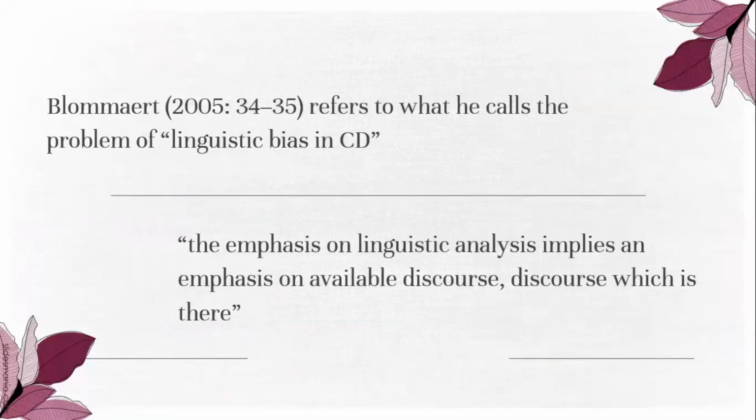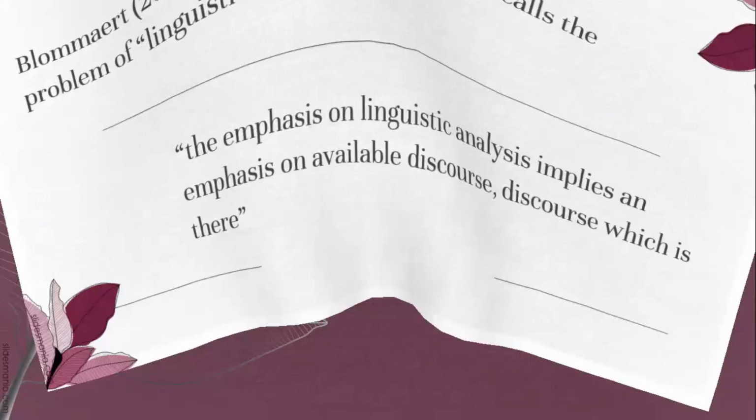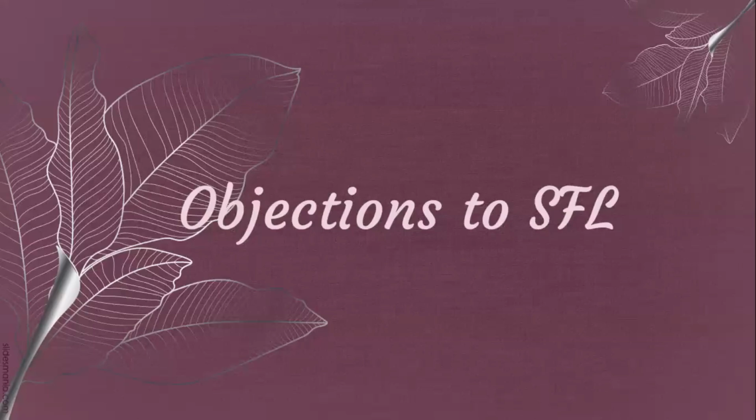Blommaert refers to what he calls the problem of linguistic bias in CDA. So the emphasis on linguistic analysis implies an emphasis on available discourse, on discourse which is there. Others have argued that CDA may need a closer account of aspects of social context in combination with any linguistic analysis. Blommaert's position is that critical discourse studies, including his own work, does not need the analysis of recorded text, since it is focused on the socio-historical and ethnographic basis of power and identity and on the global structures of inequality.